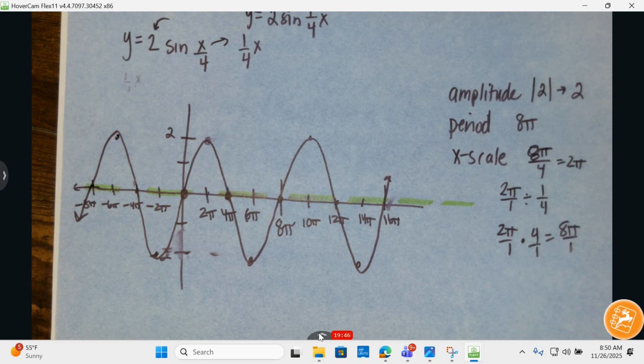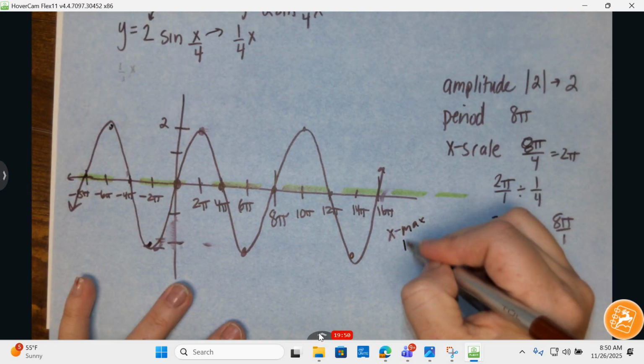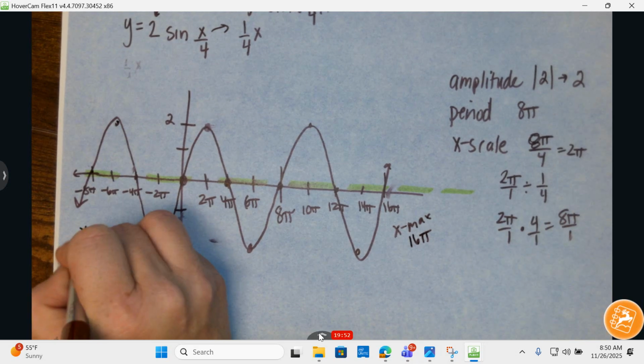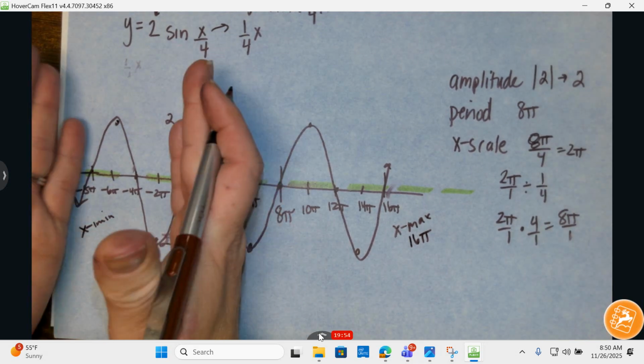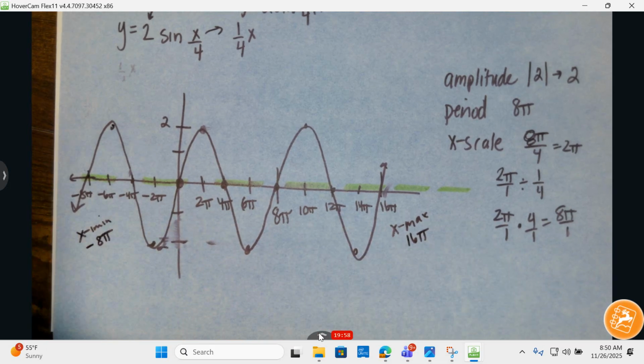If somebody asked us what is the x maximum for this graph, that means 2 cycles out to the right, it'd be 16 pi. If somebody said what is the x minimum for this graph, it'd be 1 cycle to the left, which would be negative 8 pi.